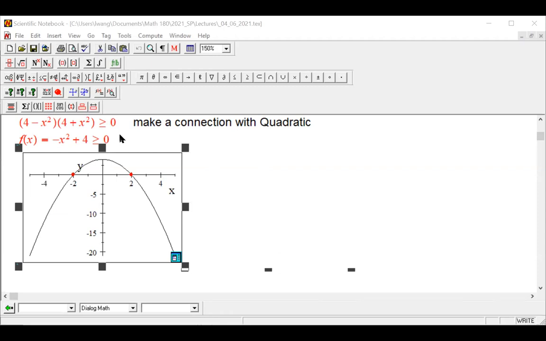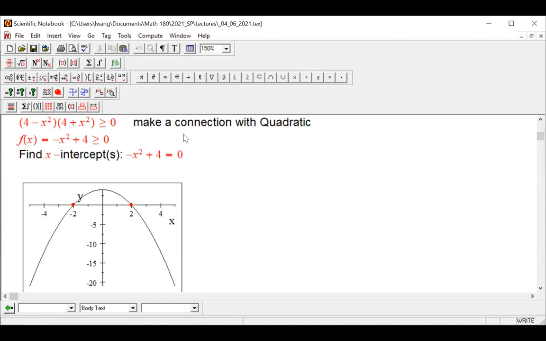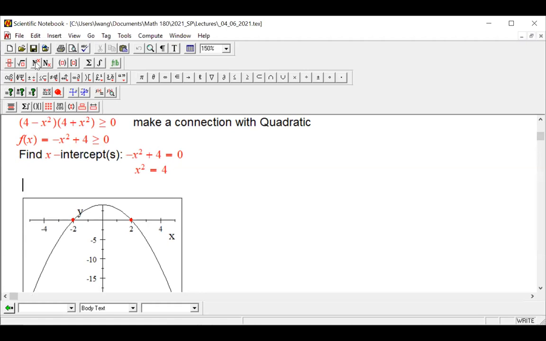Now, of course, you will find the x-intercept, right? You're going to say, oh, I'm going to find the x-intercept. We have 2 x-intercepts here, which is going to set this equal to 0, right? And then you're going to find that x squared equals 4. And you go through the steps.